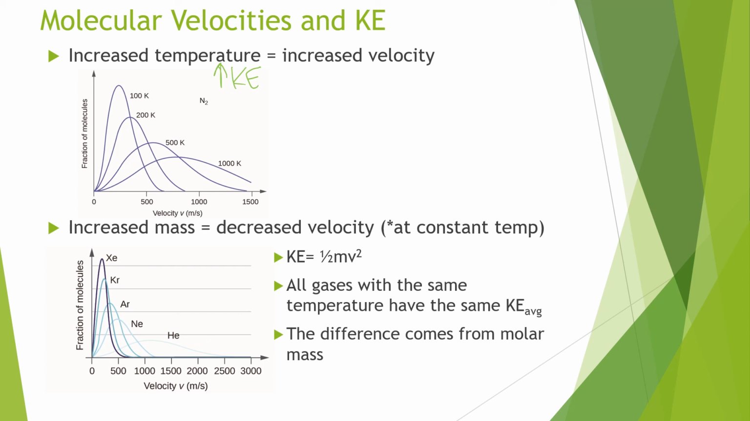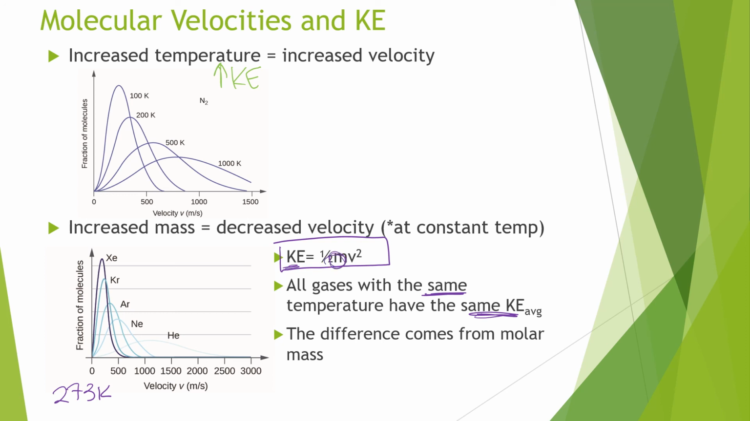Another relationship we can look at is mass and velocity. And this comes from the equation that kinetic energy is equal to 1/2 mass times velocity squared. You are never going to have to plug numbers in for this, but you need to understand the relationship. If we have gases at the same temperature, all the gases are going to have the same kinetic energy. That's really important to understand. In this graph, it doesn't show what temperature, but let's say this is at 273 Kelvin. All of these gases are at the exact same temperature, so all of them have the same kinetic energy. But what's going to change is their mass.